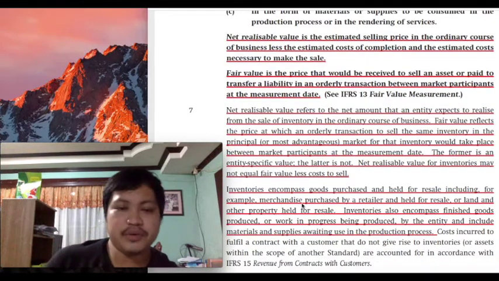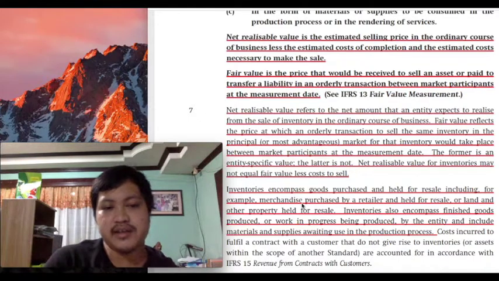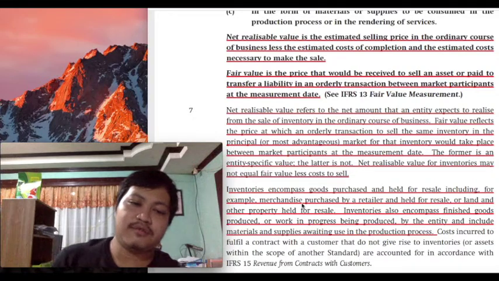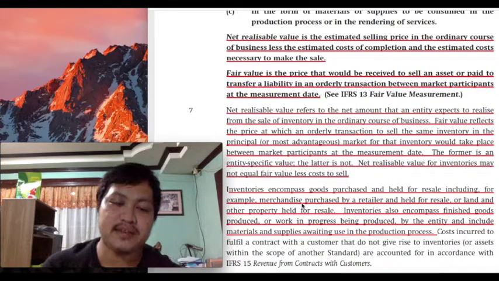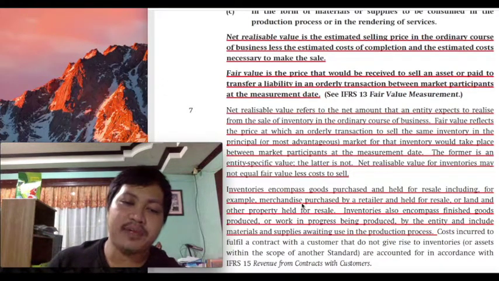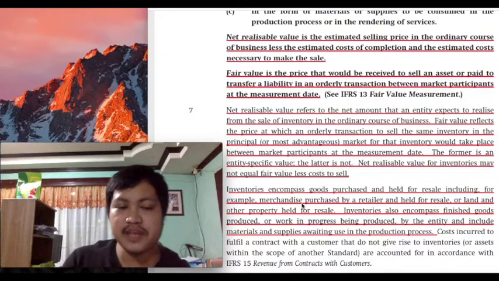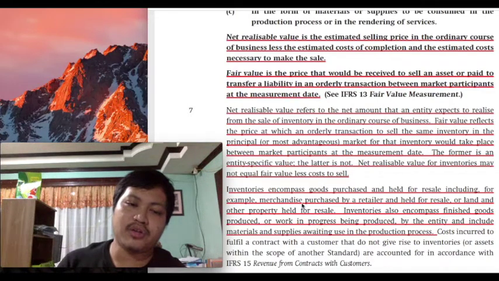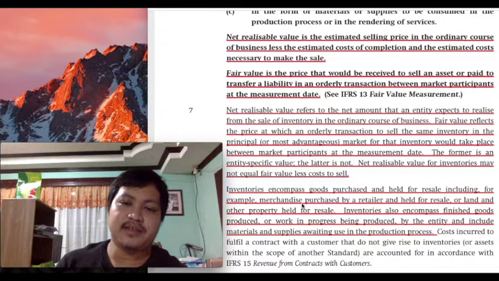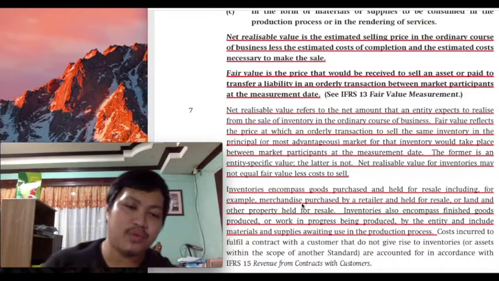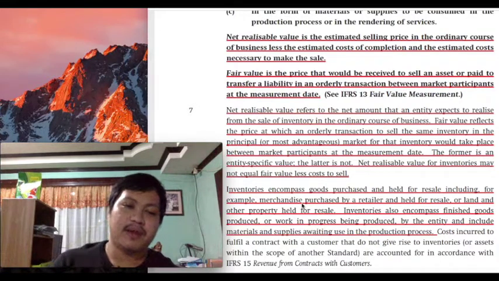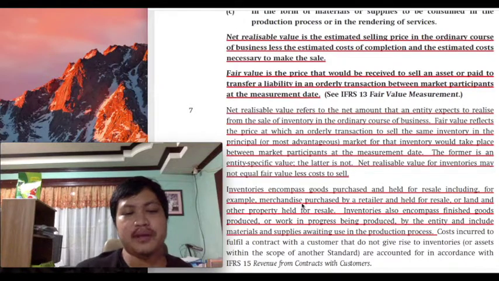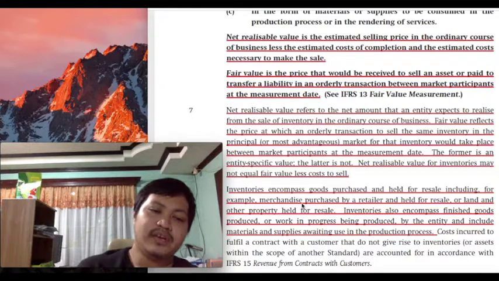So we have here in the standard a very important concept class: net realizable value is an entity-specific value because it takes into account the cost it will take for the entity to complete the inventory and to ultimately sell the inventory. Now, these two costs can be different for every entity. The estimated selling price for the same goods may be the same, but with regard to the amount it will take an entity to complete and sell the inventory, the cost to complete and the cost to sell may not be the same for different entities. And that is why the net realizable value is considered to be an entity-specific value, whereas your fair value should be equally applicable to everyone in the market. The amount set by various market participants, by your buyers and sellers, would be applicable to any market participant. So it is the market that sets the fair value, whereas the net realizable value will definitely vary from one entity to another.